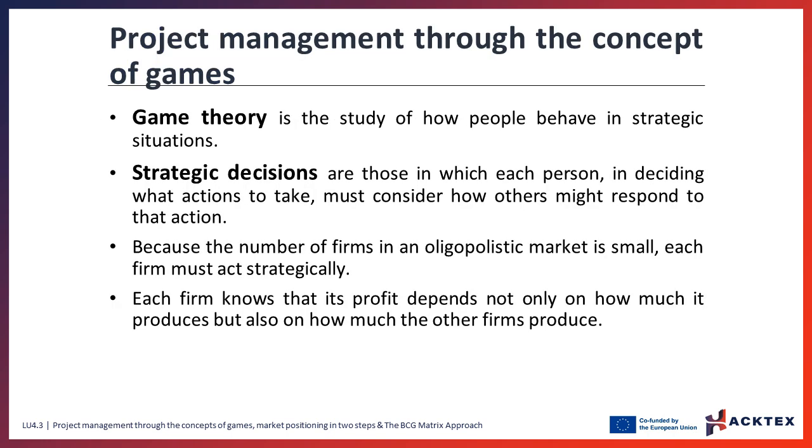The game theory study speculates on how people behave in strategic situations and partnerships by examining the decisions they make based on the consideration of how others might respond to these actions. In an oligopolistic market, for example, one must examine and act strategically because of the small number of firms. This drives the firm's knowledge not only on how much it produces but also on how much other firms produce.